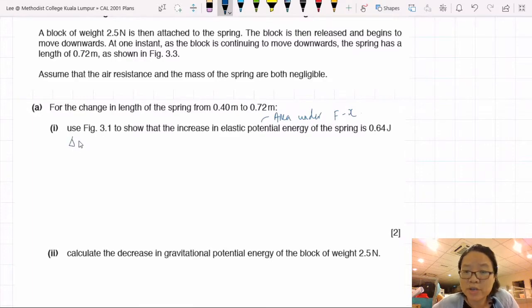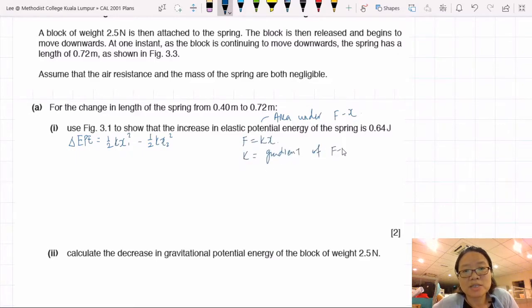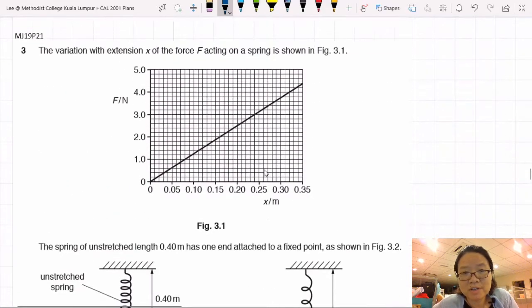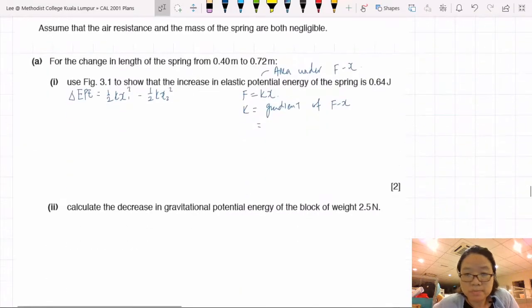This is actually the area under the Fx graph. So some of you might be thinking, oh yes, let's do this. Half kx1 square plus half kx2 square. So, hey, wait, we don't have k. So we can use F equal to kx. But k here is the gradient of the Fx graph. So look for the gradient lah. I'm just going to take the extreme value here. Looks like 4.4. Could have taken any other point, up to you. Okay. So here I'll have half.